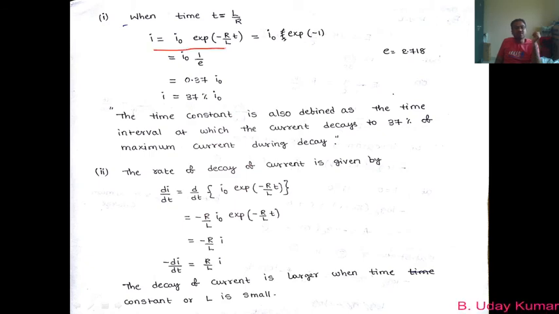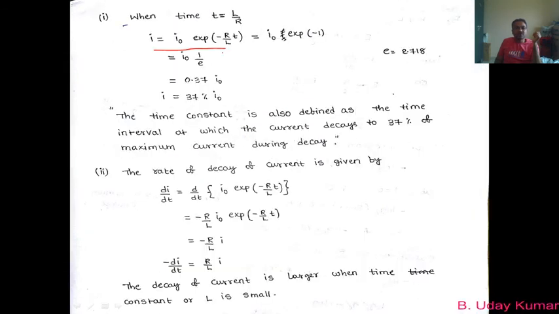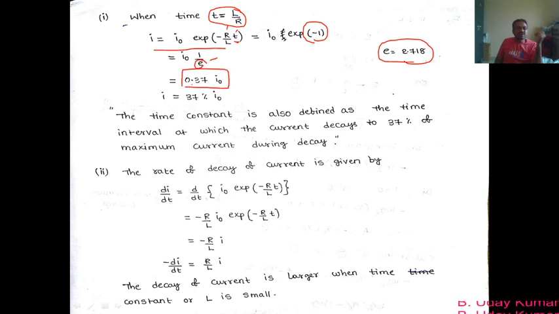You know that I is equal to I0 exponential minus R by L into t, which we already got here. So if I substitute t is equal to L by R, which we call the time constant, in this equation, what happens? This is R by L and this t becomes L by R, so they get cancelled and I get exponential minus 1. So I can write this as 1 by e, but you already know that e is nothing but 2.718, and if I substitute 2.718 here and solve it, I get 0.37 I0. So this 0.37 I can write as 37 by 100, which can also be written as 37% of I0.